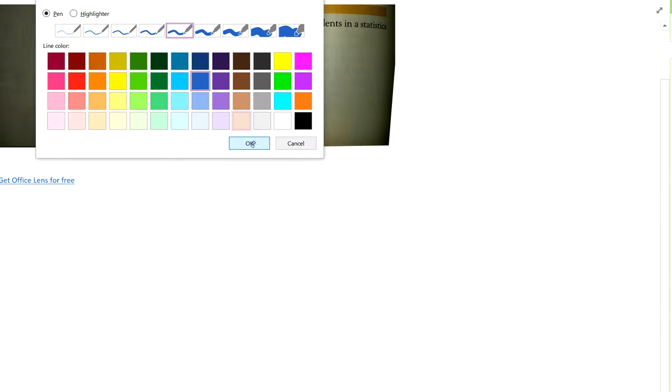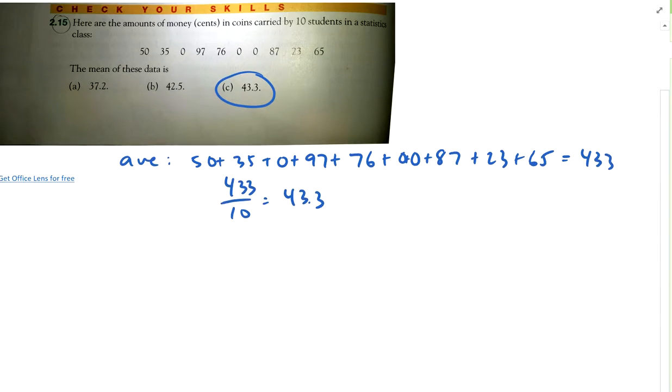In the average, we just add up all the data, all the numbers, and divide by however many we have. So for the average, I'm going to do 50 plus 35 plus 0 plus 97 plus 76 plus 0 plus 0 plus 87 plus 23 plus 65. That's going to give me 433. Then I do 433 divided by 10 pieces of data, which is 43.3. So there's my average.